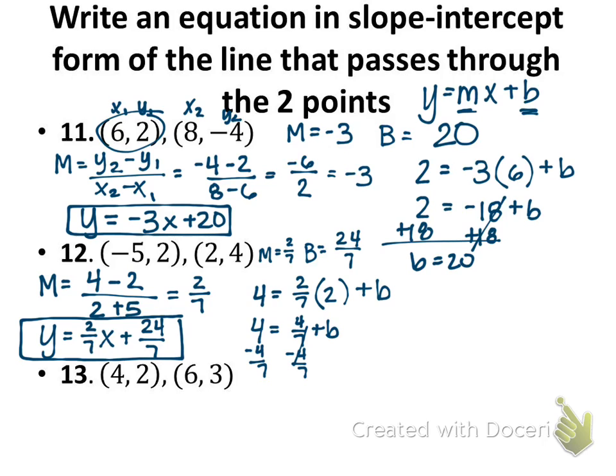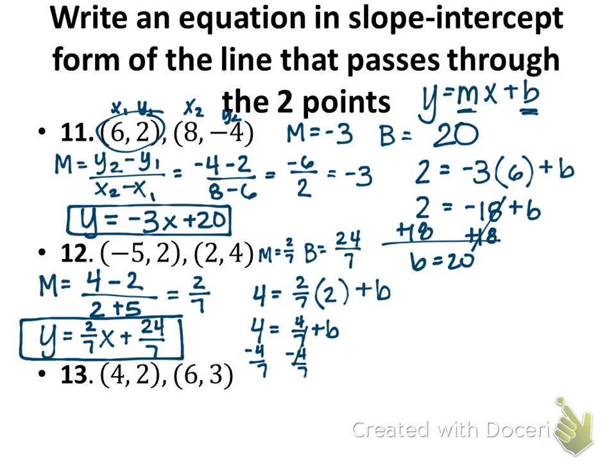Okay. How did I get 24 over 7? When you subtract 4 minus 4/7, what you have to have is a common denominator. If you type it in your calculator, it'll do the work for you. But if you don't, I would need to make 4 with a common denominator. So technically it's 4 over 1, so I'd have to multiply both by 7. 28 over 7 minus 4 over 7. And that's how I got 24 over 7, if you wanted to do it without a calculator. Okay? Last one. Let's do the last one like this.